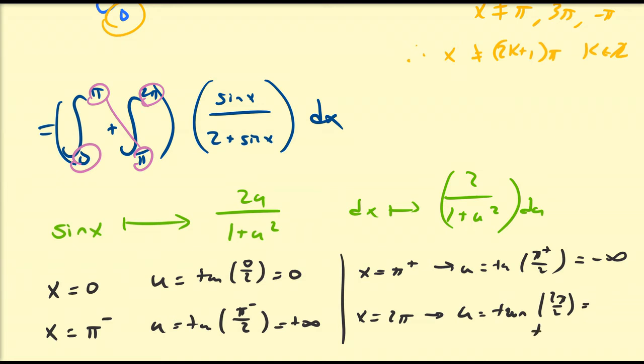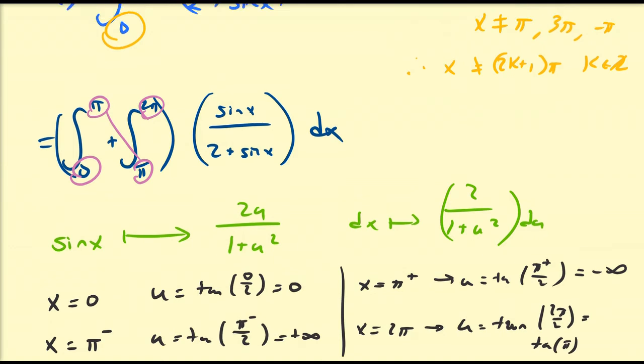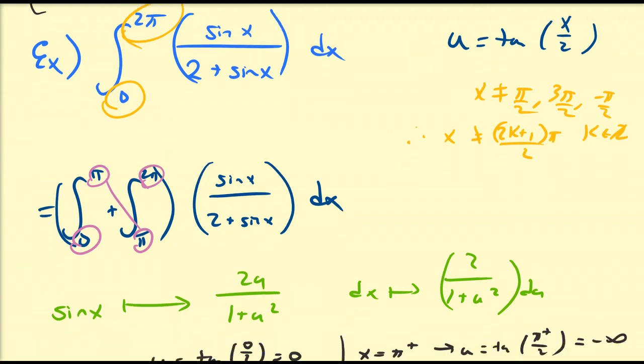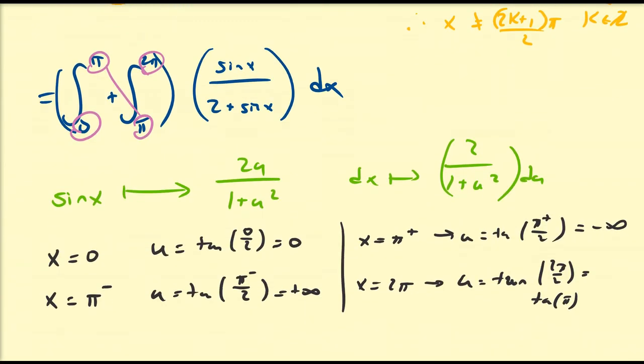oh, I misspoke earlier, right? So this should be pi over 2, 3 pi over 2. There we go. Yeah, multiples of pi over 2. I was thinking of cotangent for a moment. So tangent of pi is the same as tangent of 0, which is equal to 0.